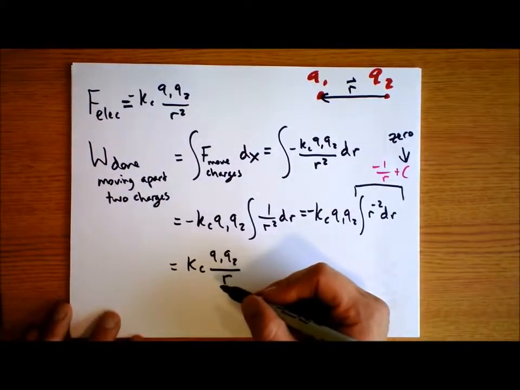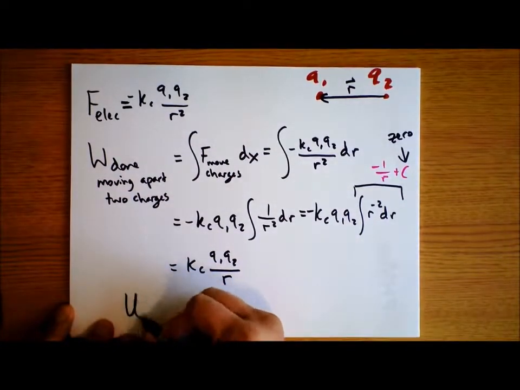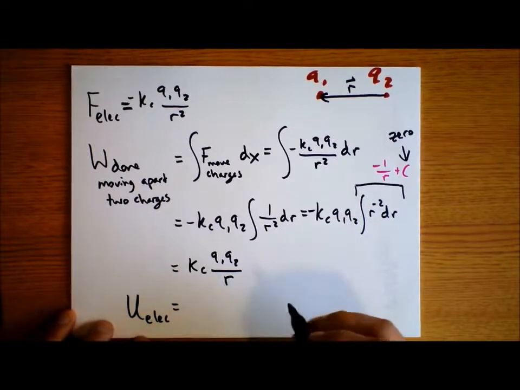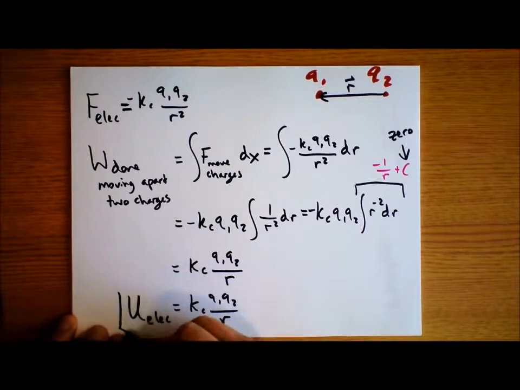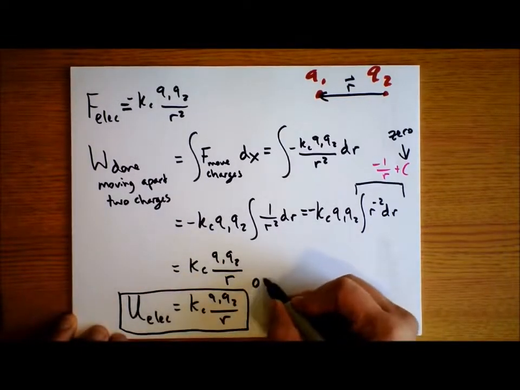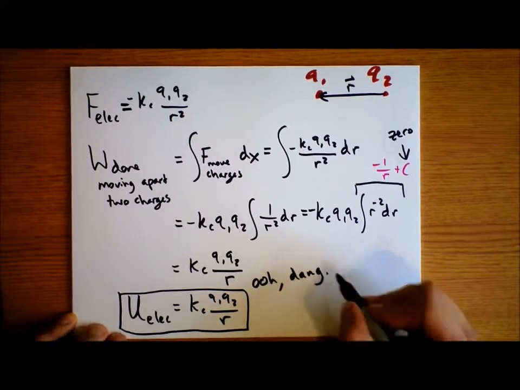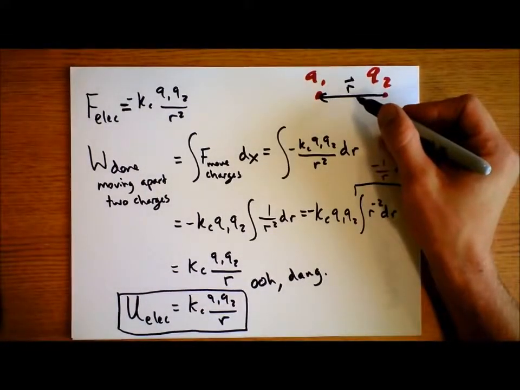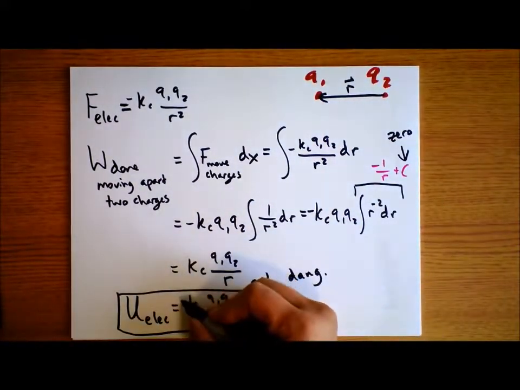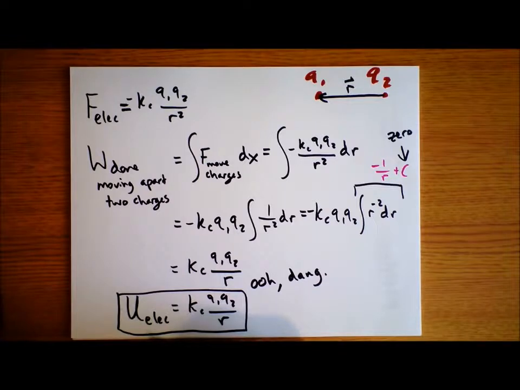That's the work done to move apart two charges. It's also equal to the electric potential energy between two charges, Kc Q1 Q2 over regular r. Look at that. Not only that, but I think we should point out that this energy is positive if the charges have the same sign. That doesn't make sense. We probably moved them in opposite directions. So I'm going to put a minus sign in front of this. The energy should be negative if they have the same sign. So I'll put a minus sign right there.